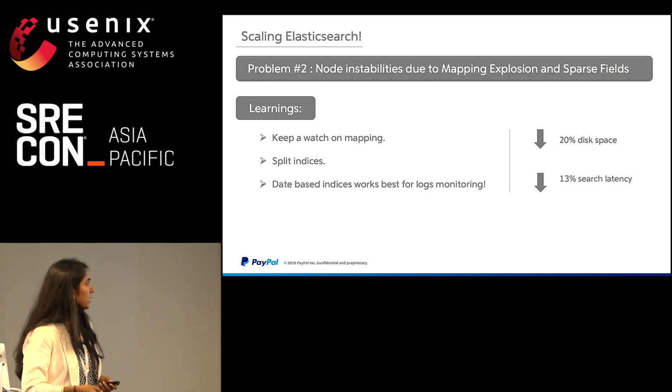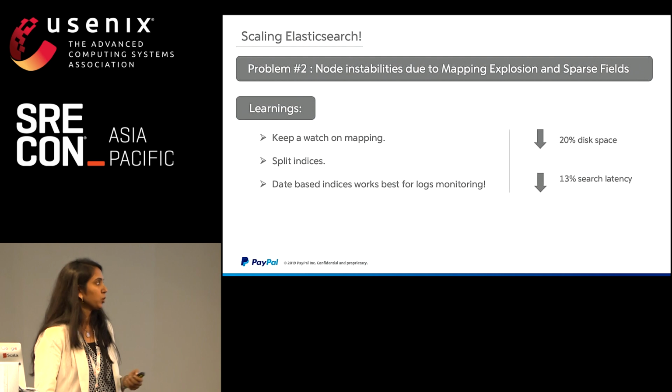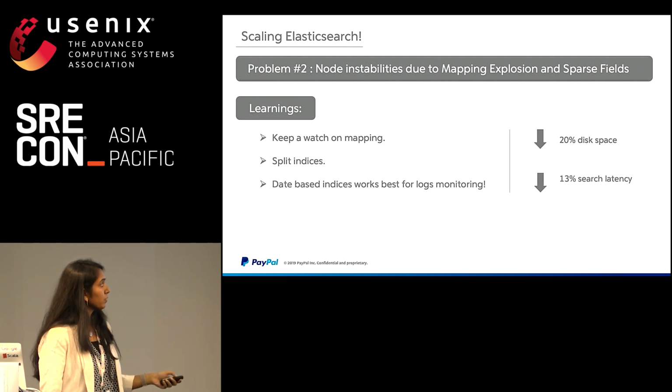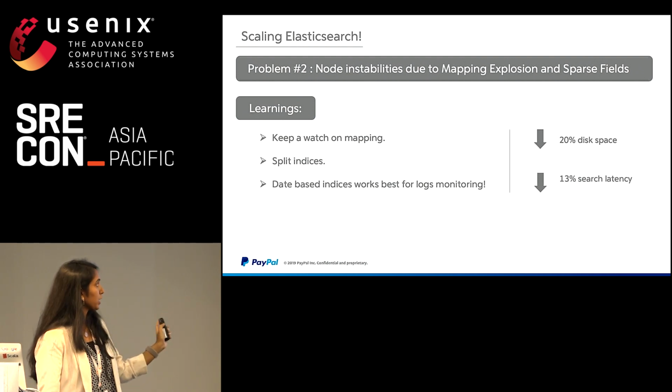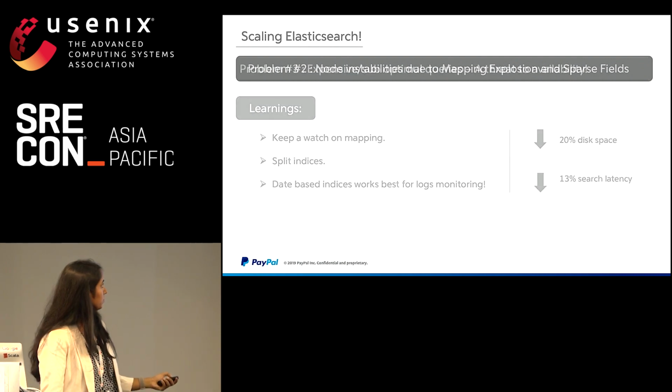Another best practice is to go for date-based indices any day. So if you want to change any mapping, you can always go ahead and do it. That helped us with respect to the sparse fields. Because of splitting indices, we were able to reduce our disk space by 20%, and our search latency also came down as it is very specific to an application.